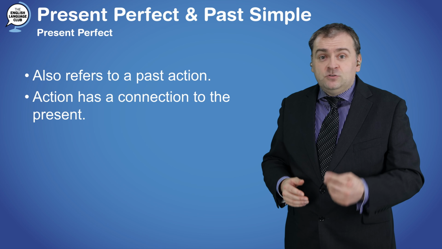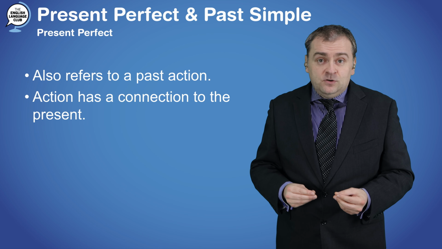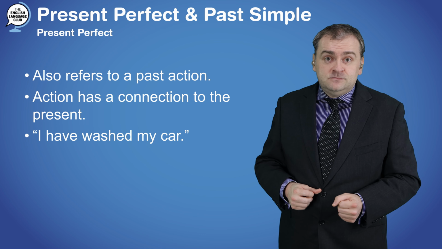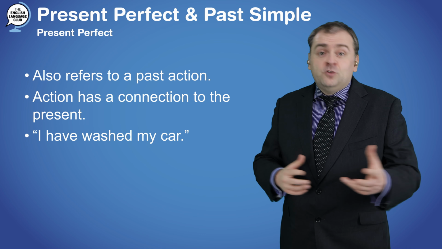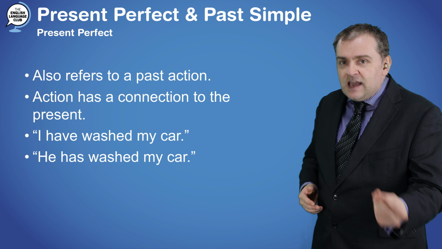It's formed with the auxiliary verb have and the past participle form of the main verb. I have washed my car. Or it could be used with the auxiliary verb has if it's in the third person. He has washed his car.